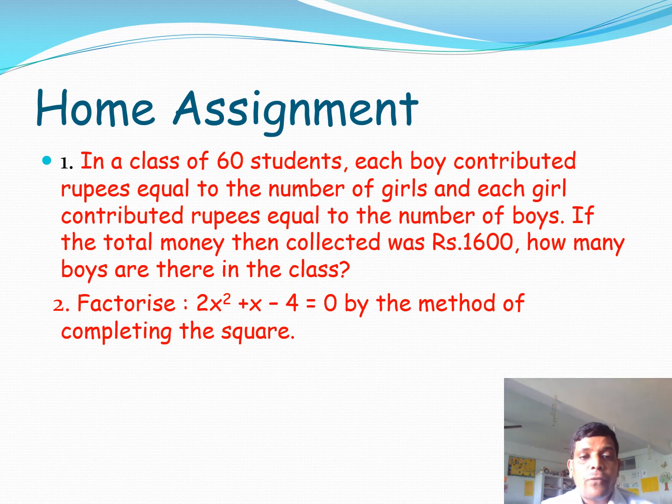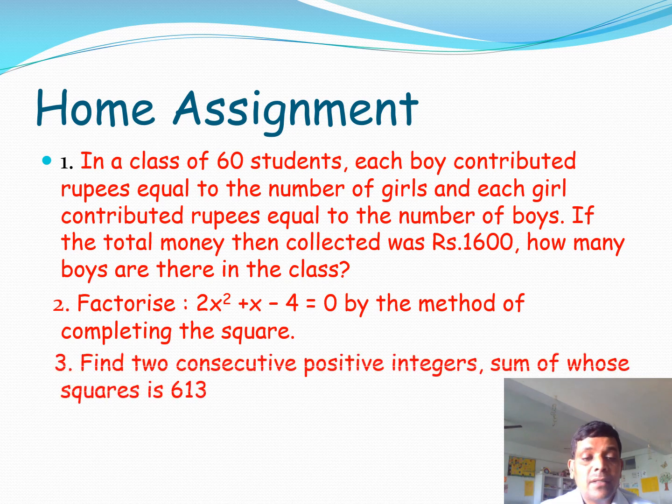Second one: factorize 2x square plus x minus 4 equals 0 by the method of completing square. And third one: find the two consecutive positive integers, the sum of whose squares is 613.